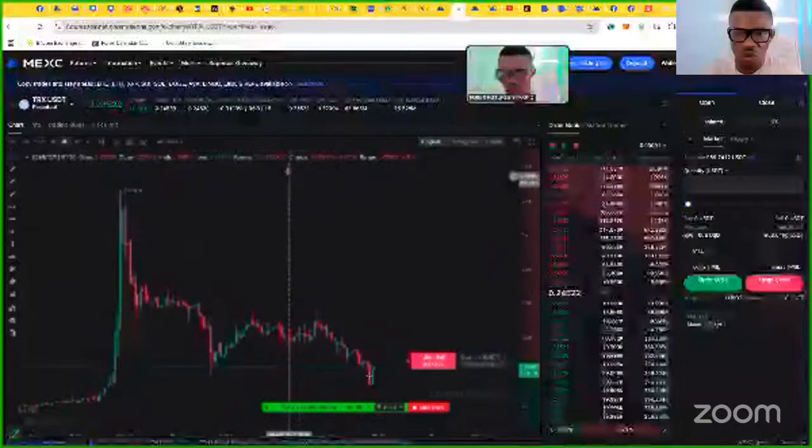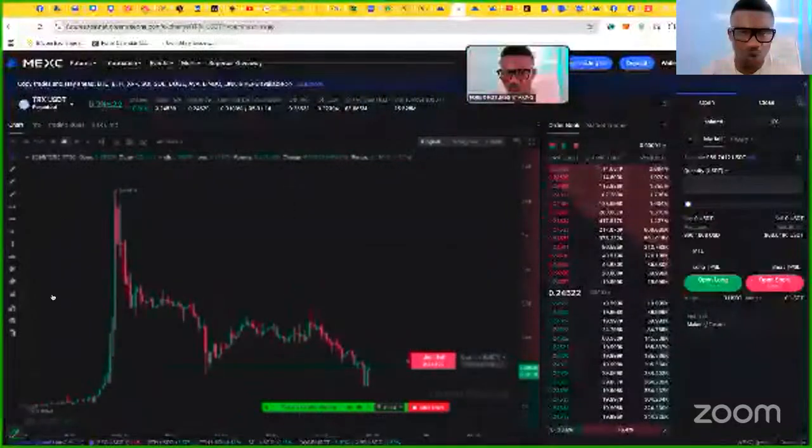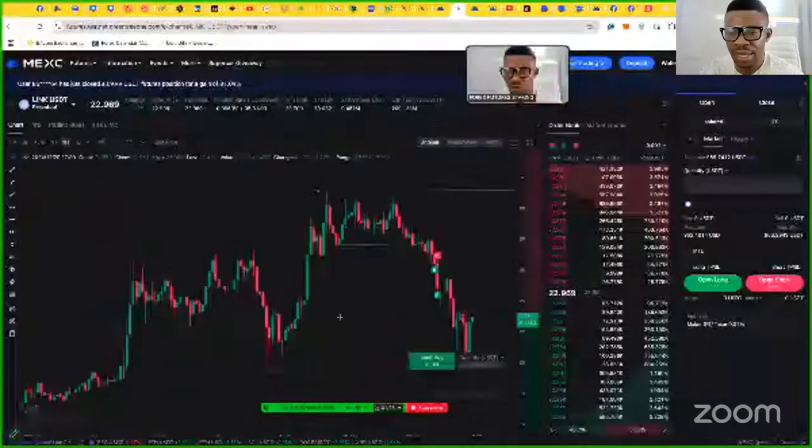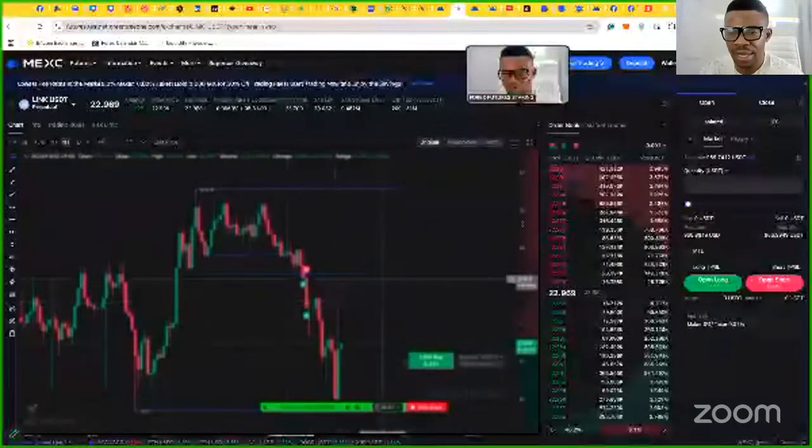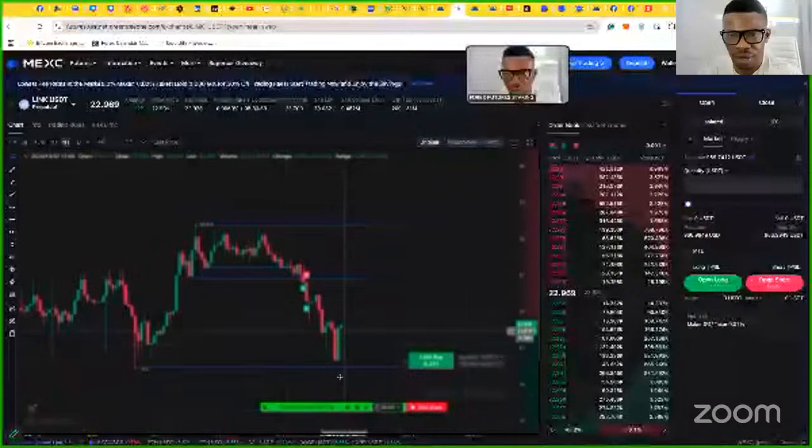We don't have a good case. There's no bullish engulfing here. I will not be comfortable entering that position. Then let me see Link. Link is one of those I wanted to enter the other time, but when I checked the stop loss, it was far away. No, I think we can go with Link.